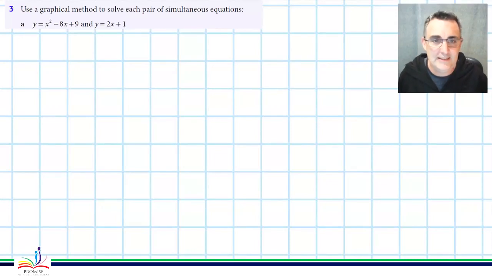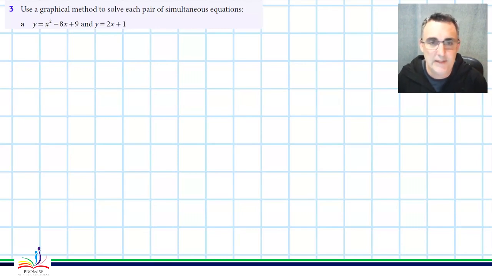Okay, the question is asking us to solve a pair of simultaneous equations using a graphical method. So that means they want us to graph the lines, see where they intersect, and read the x and y values, which is the solution. It's not the most efficient way of solving simultaneous equations. It's not even going to be the most accurate way, but they're asking us to do it, so let's do it. And I'm going to shortcut this whole process.